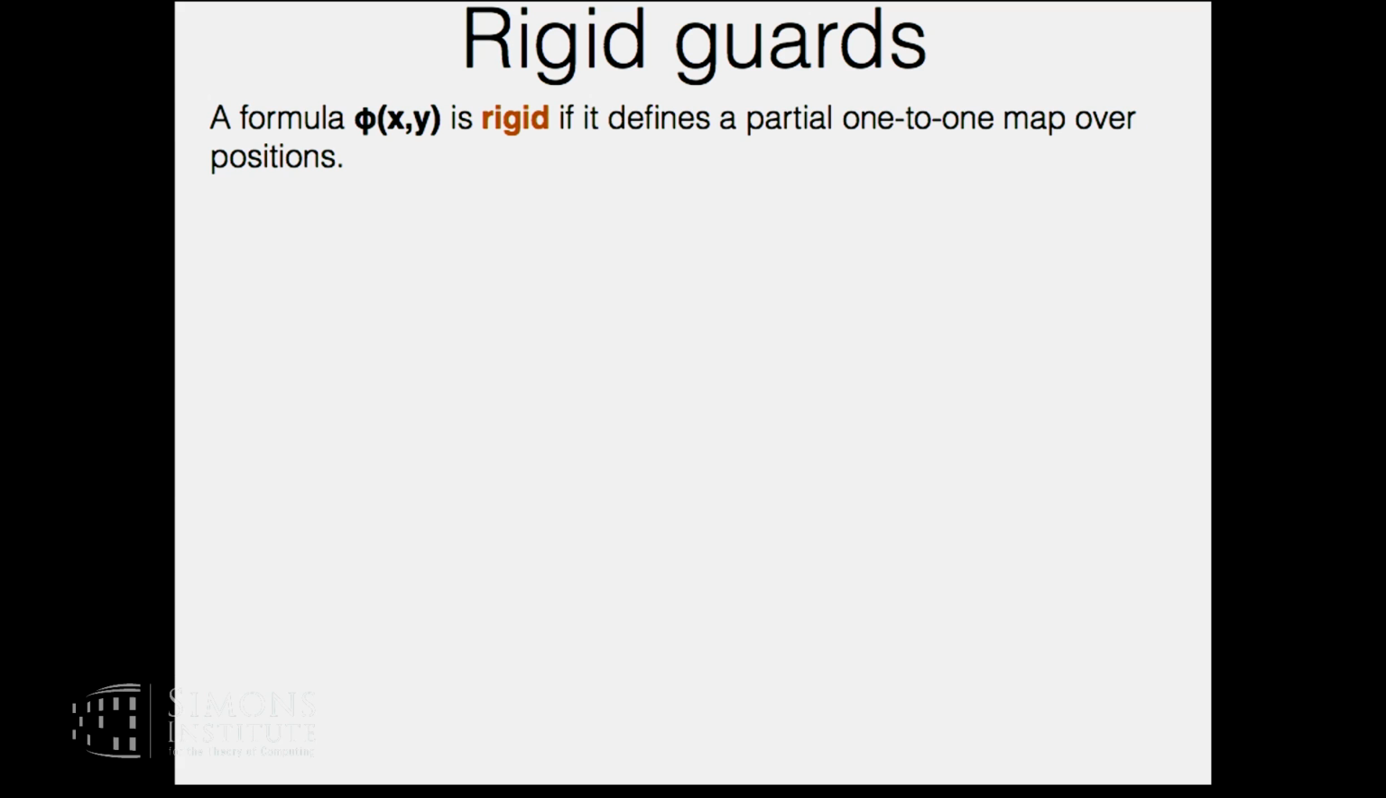I will tell it after, but I can tell it right now. Then you say that it is rigid if you see it as defining a relation on the positions of the word, then this relation is a partial bijection. So it's a one-to-one partial map. If you know x, there is only one y for which phi can hold. And if you know y, there is only one x for which it can hold. So you assume that it is the case on every model.